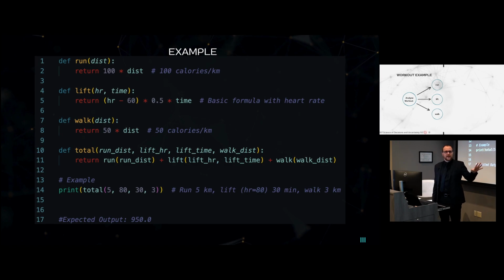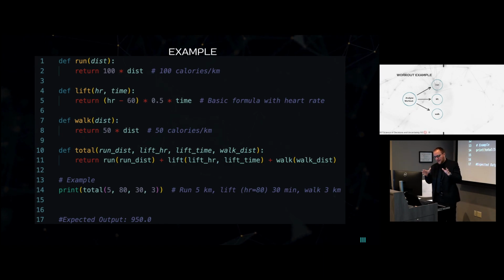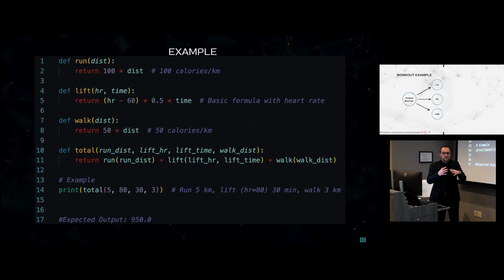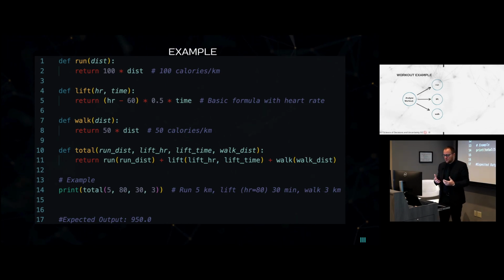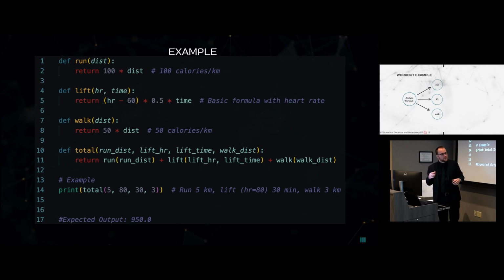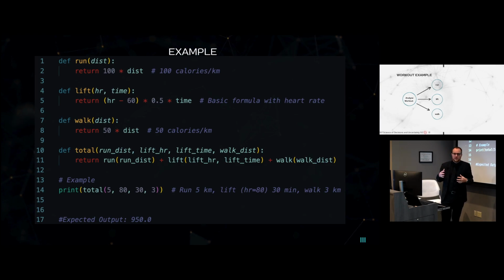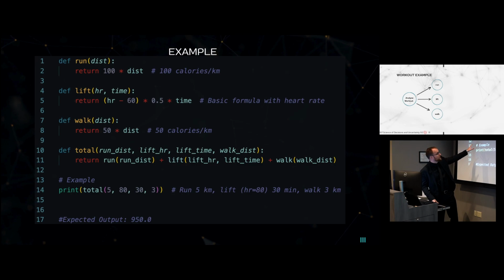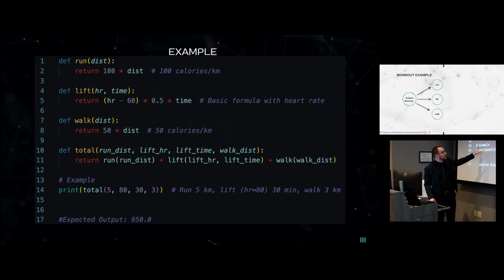This is a workout, but you broke it down into smaller pieces to have an understanding of how your workout went. You have to analyze how much you ran, how much you lifted, how much you walked, and what the result is in calories, minutes, miles, whatever. So this is an example of code. As you can see, it's pretty straightforward, it's simple.